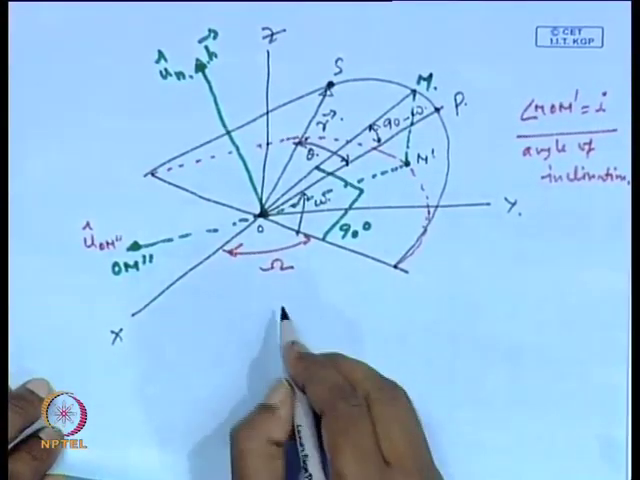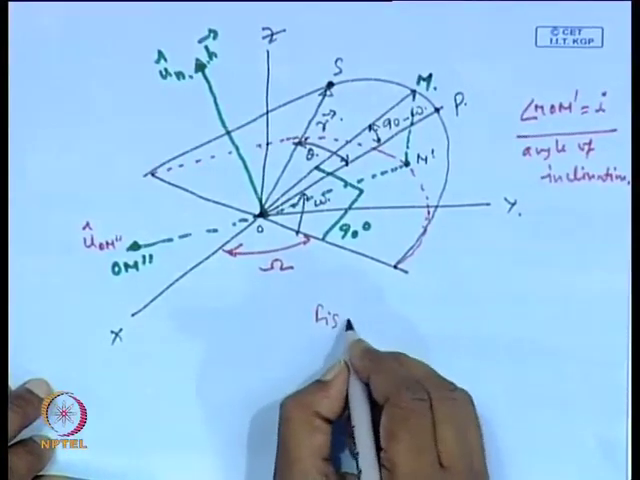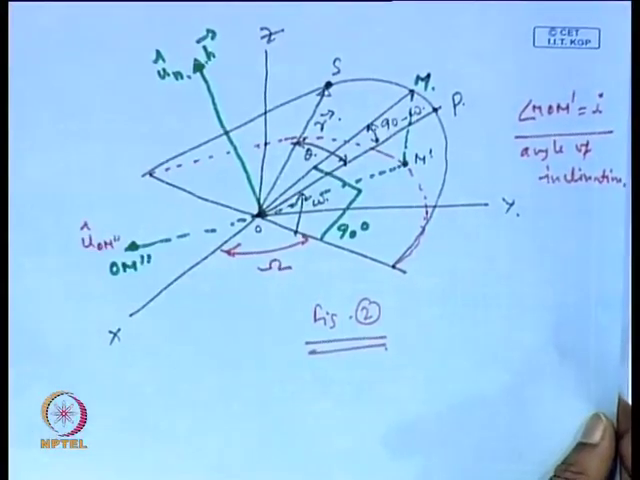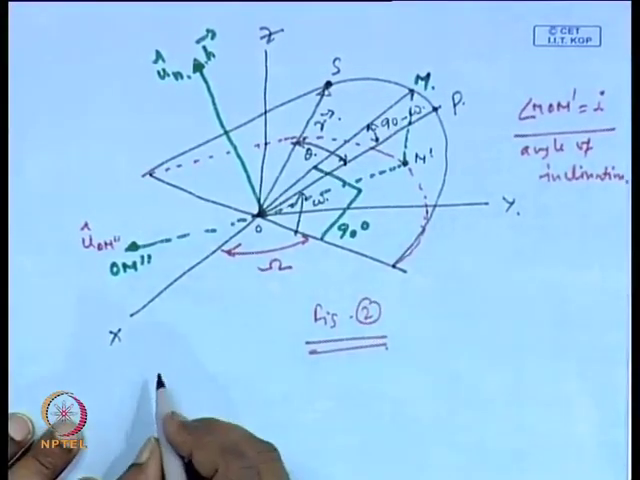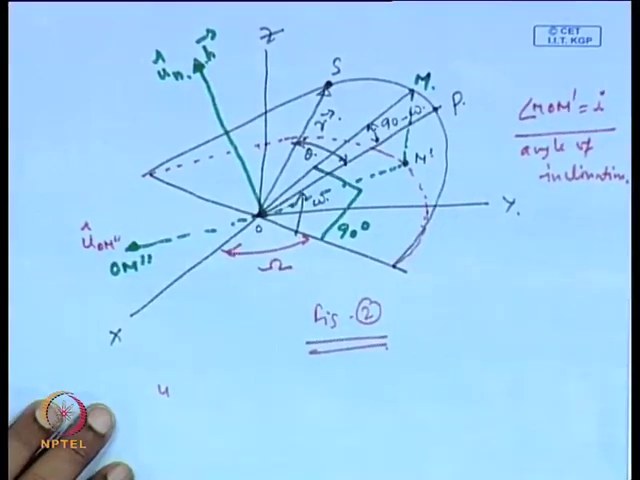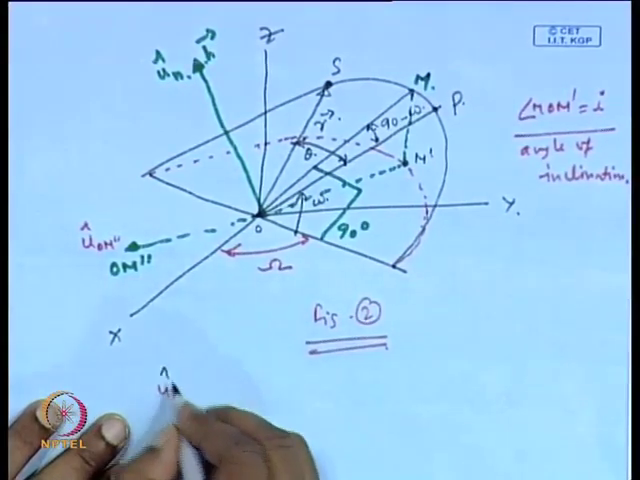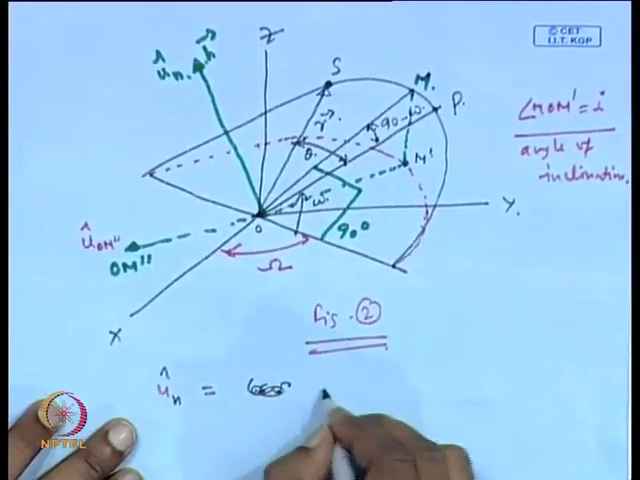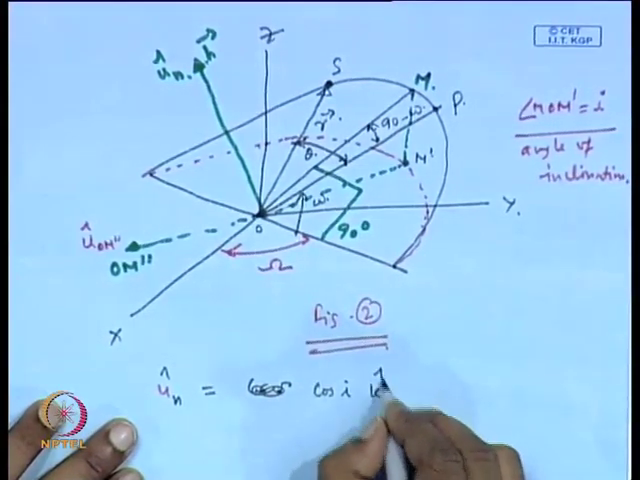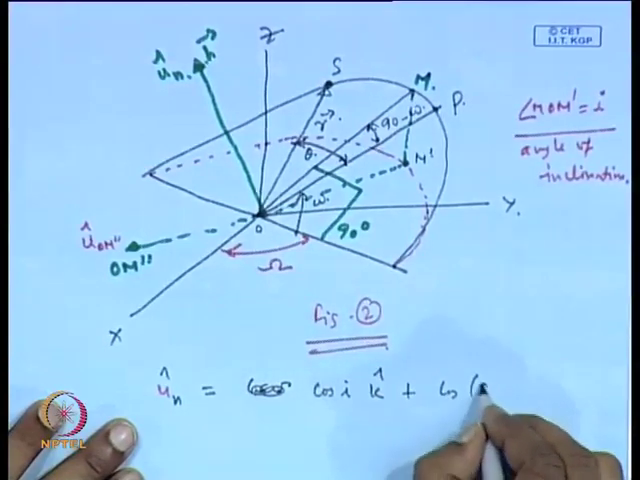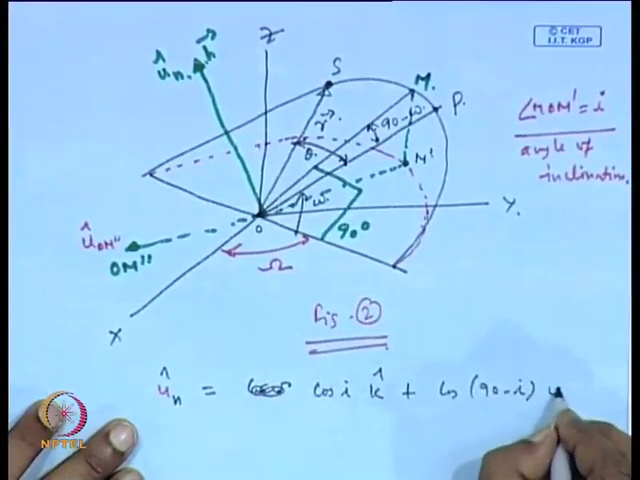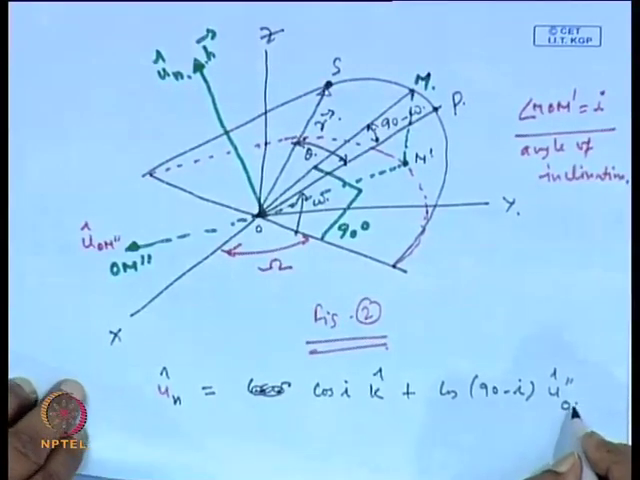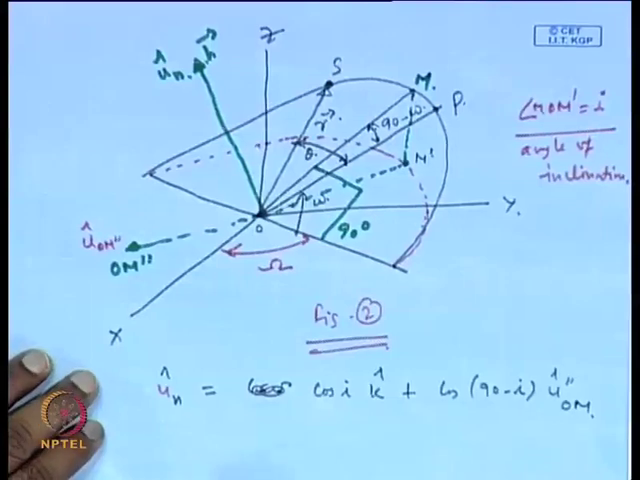Now, this is our figure 2. Using this figure we will be able to work out all the details. So, from here we can write u n cap is equal to cos I k cap plus cos of 90 minus I times u cap O M double prime.